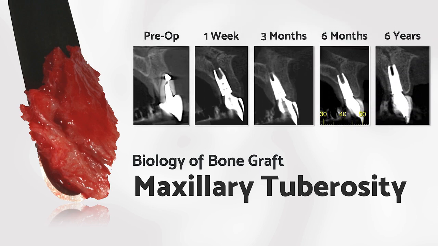Here we have the pre-op, 1 week, 3 months, 6 months, and 6 years. We have 5 CBCT scans. And take a look at that. 1 week after the procedure is finished and 6 months later, we have the same dimensions of the bone grafted. And the bone graft that was placed above the implant platform remodeled above the implant platform.